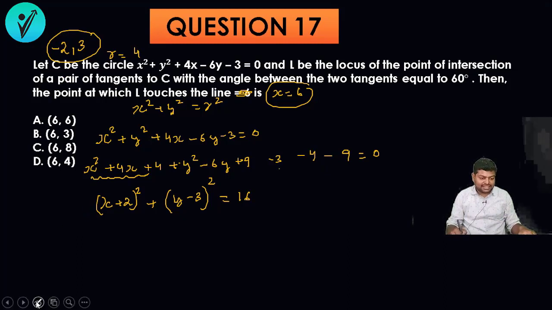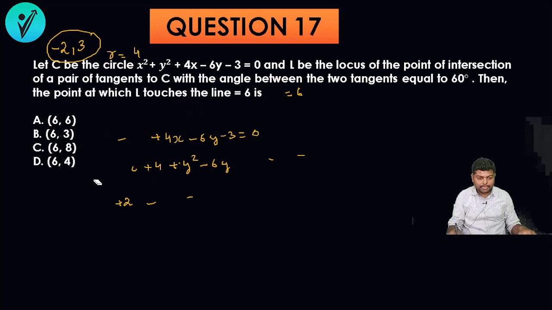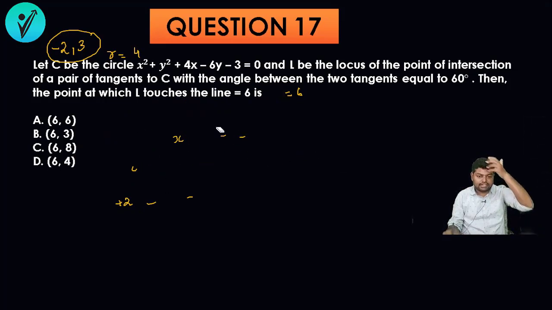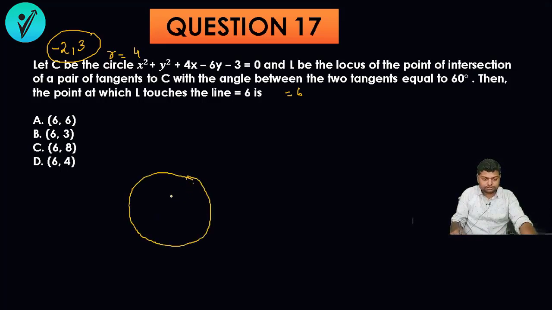Now let's erase it because I don't need it now, and I have limited space. Next, the question says to find the locus of all the points wherein the two tangents will subtend an angle of 60 degrees. Alright, so let's draw it first of all. Suppose this is my circle, minus 2 comma 3 is the center of the circle, and the radius of the circle is 4.